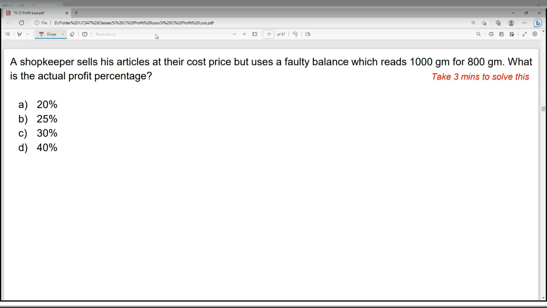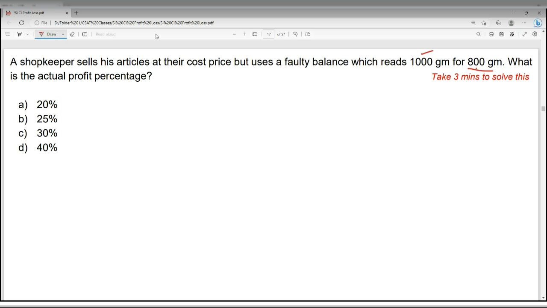So what they're saying is, a shopkeeper sells his articles at their cost price but uses a faulty balance. It reads 1,000 grams for 800 grams. What is the actual profit percentage? So the shopkeeper is actually selling at cost price, but he's cheating here. So he's actually giving 800 grams, but he's saying that he has given 1 kg, 1,000 grams.